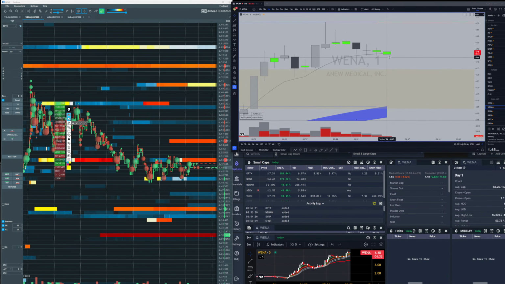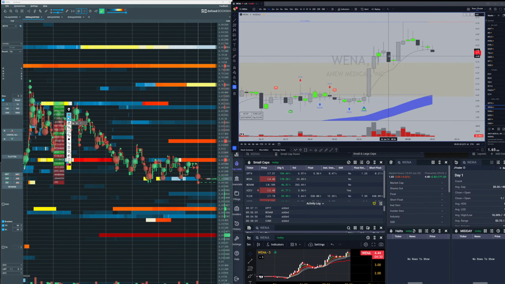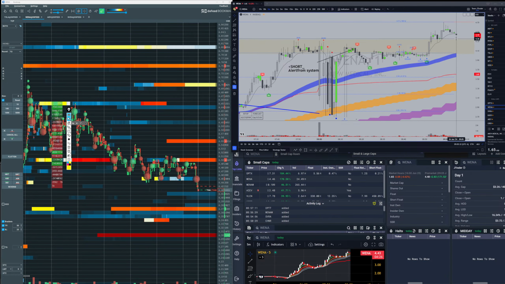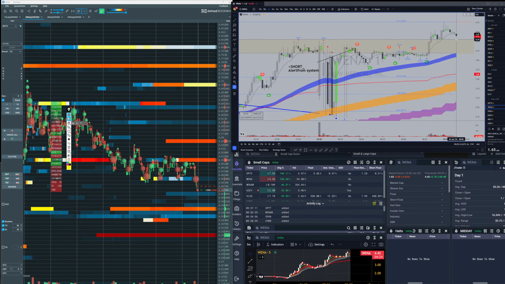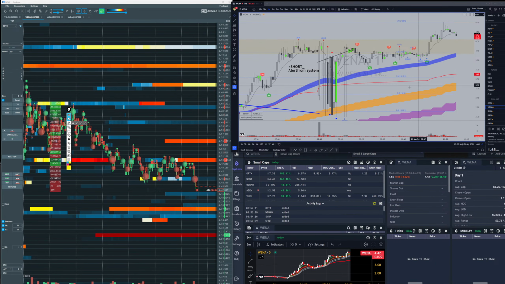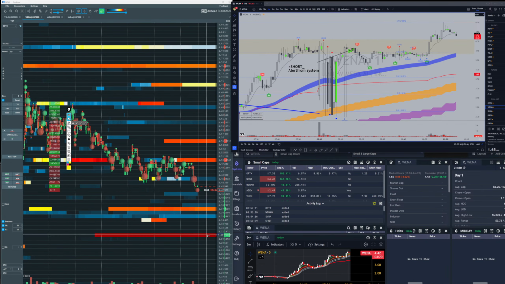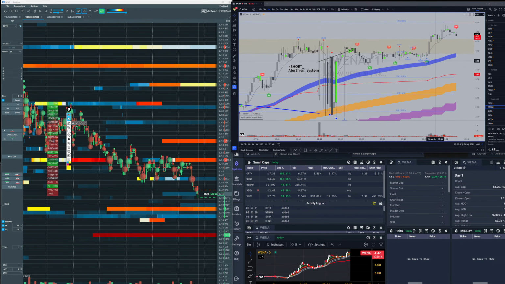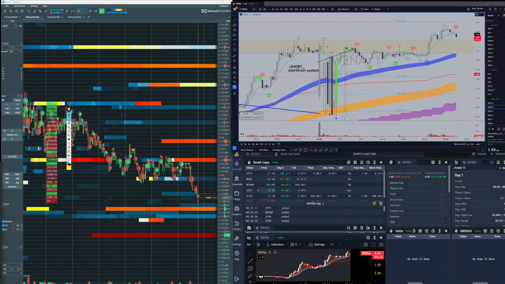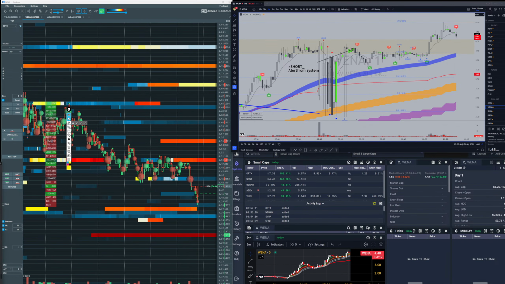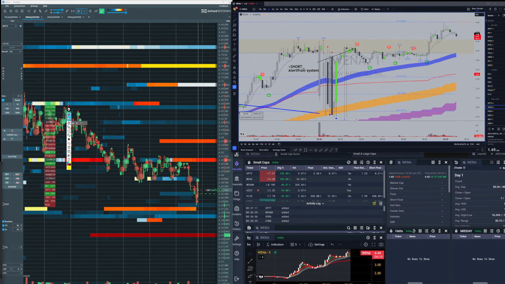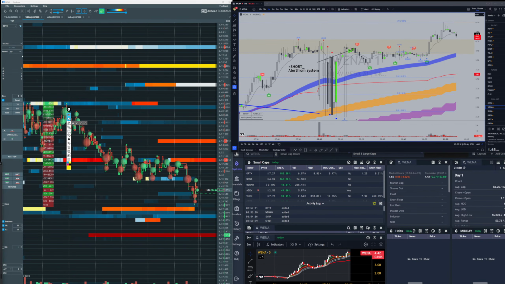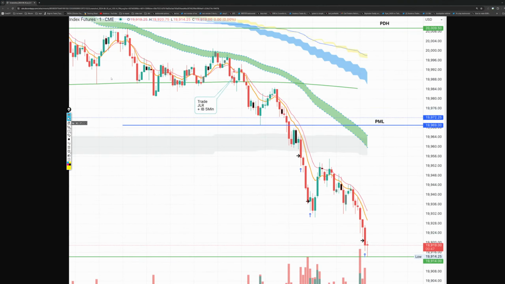Now they're trying to hold this 90 MA. If we dump this 90 MA, we have a micro support around 430s, which is this level over here. You can see 20,000. If we break that, we're gonna go back to the 410. Okay, so definitely I'm gonna be watching WENA over here out of the gate.